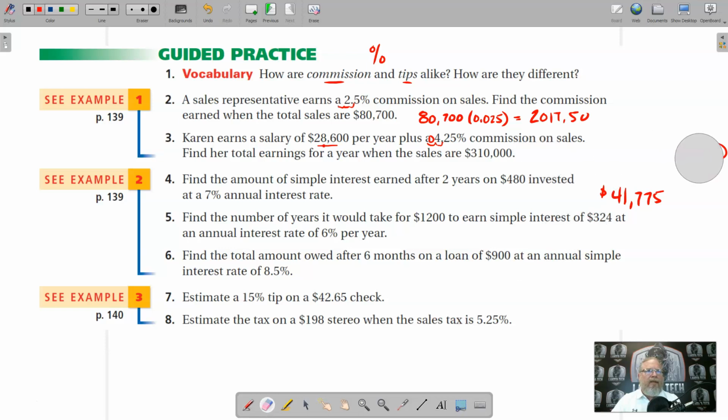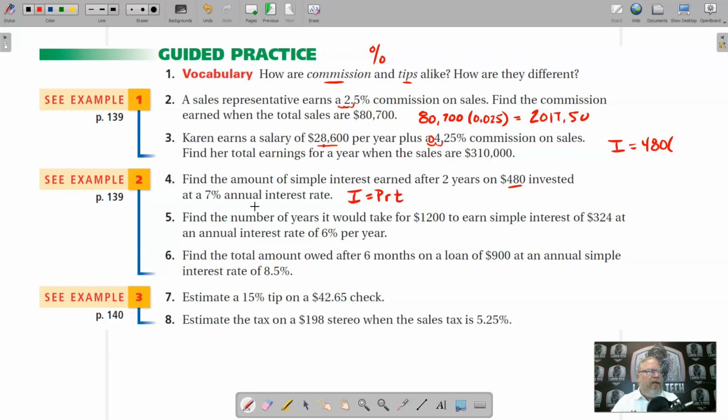All right. Let's jump down to, let's go ahead and erase this here. Get some more space there, right? Yeah, why not? We'll do 4. Find the amount of simple interest earned after 2 years on $480 invested at a 7% annual rate. So this is the interest equals principal times the rate times the time. So let's go ahead and plug those things in over here. We'll say interest equals the principal. What do they start with? They invest $480.